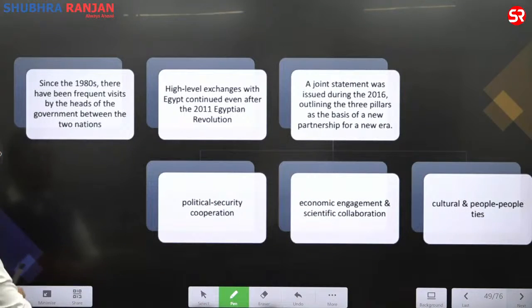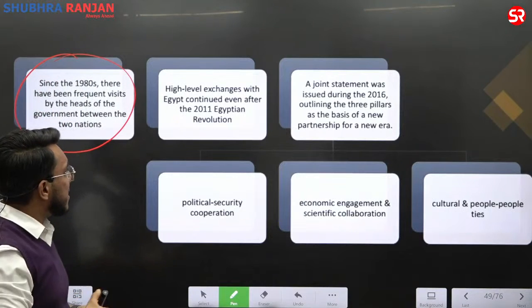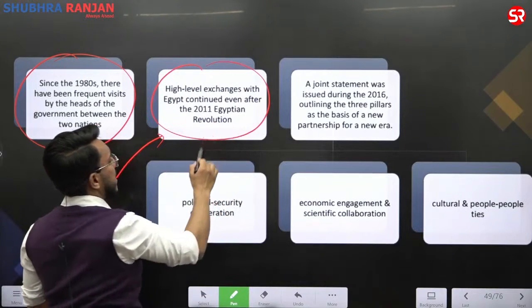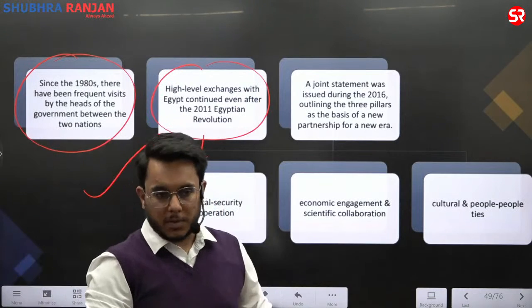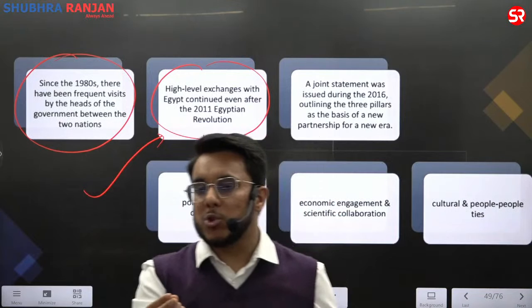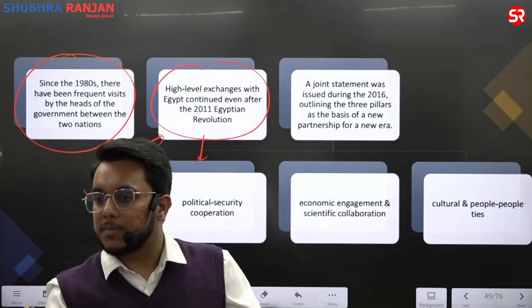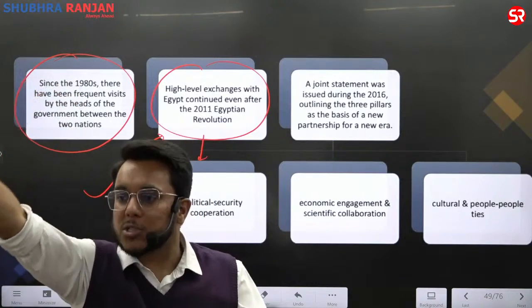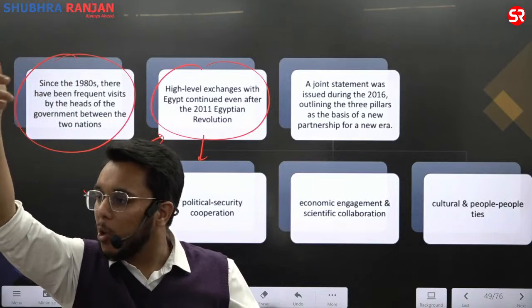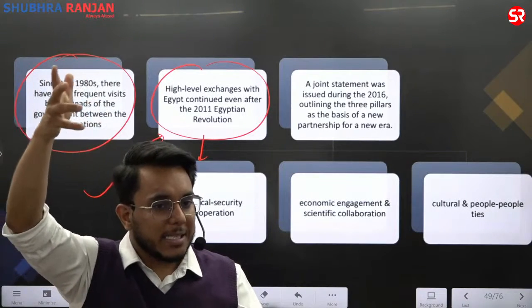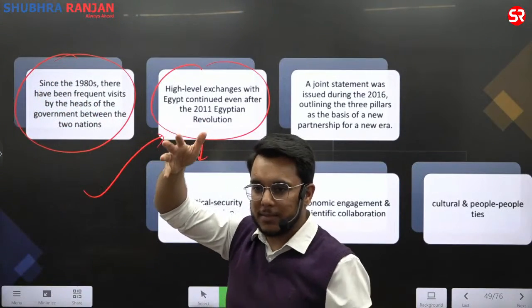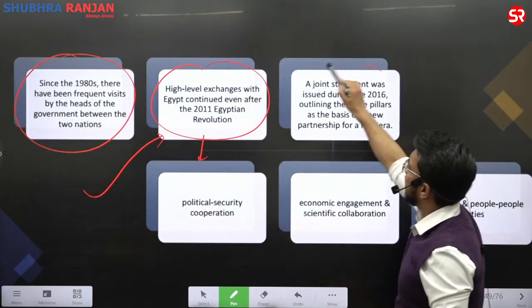Now understand this thing, that as we talk about India and Egypt relations, we find that it got a new direction after the 2011 Egyptian revolution. Okay, so before the 2011 revolution, Hosni Mubarak ruled Egypt as a kind of dictator. Though a dictatorship was not formally there, Hosni Mubarak ruled Egypt in the capacity of a dictator. So against the reign of Hosni Mubarak, the Egyptian revolution was carried out in 2011.